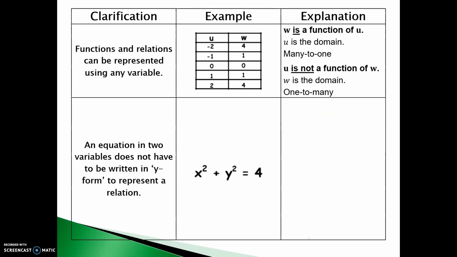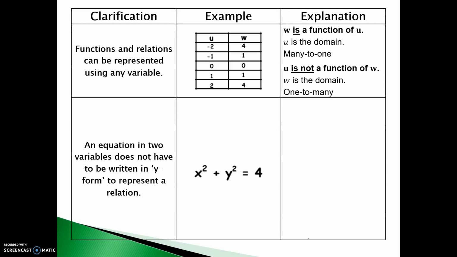If I plug the number 4 into a calculator, I don't want my calculator to have to determine between two values. I just want to know one answer. So again, you can either go from left to right or you can go from right to left. It's not until we define the domain that we know which direction that's going to go. So a second issue is that an equation in two variables does not have to be written in the y form to represent a relation.